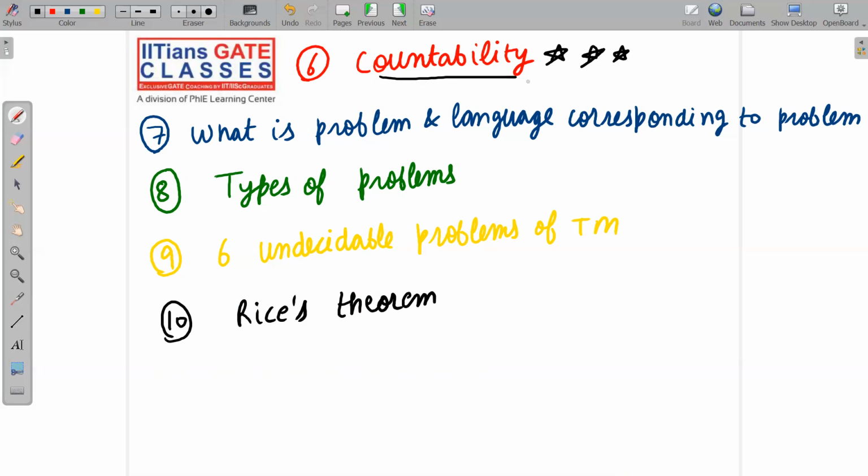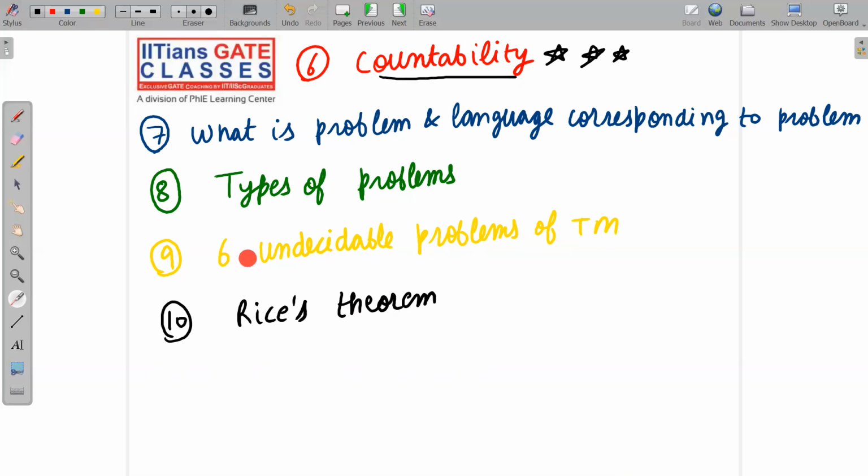Okay, so next is what is a problem, language corresponding to problem, and so on. We will study all these things. Like Hamiltonian graph is a problem. Finding a Hamiltonian circuit in a given graph is known as the Hamiltonian circuit problem. Okay, and what is the language corresponding to that problem, and so on. We will study all these things. Next is types of problems, that is decision problem, optimization problem, and so on. We will study a few things in this topic.